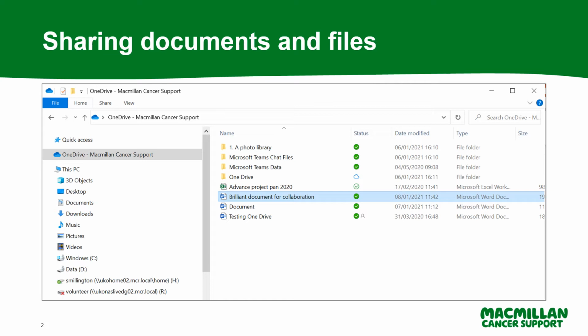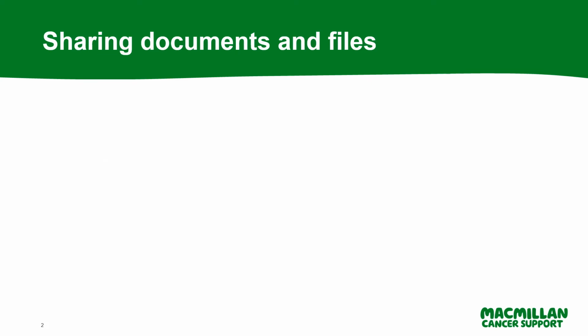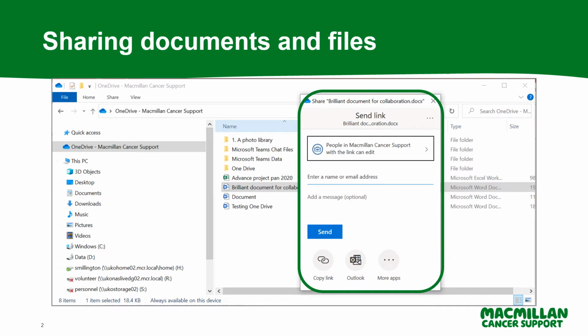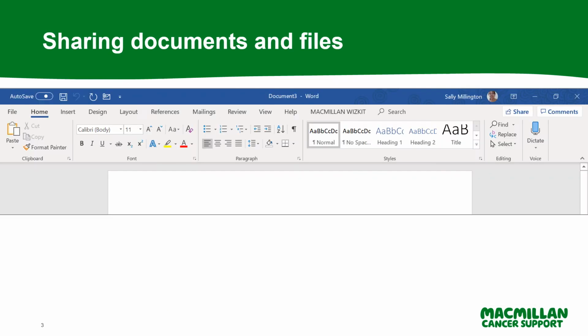To do this, you need to bring up the sharing window, and there are a couple of different ways that you can do this. Within OneDrive on your desktop, right-click on the document or files that you want to share. This then displays the menu where you select Share, and this then brings up the sharing window, which we'll take a look at in a moment.